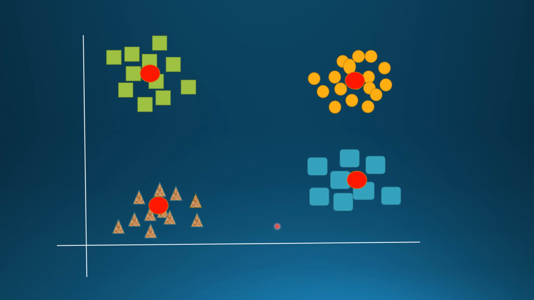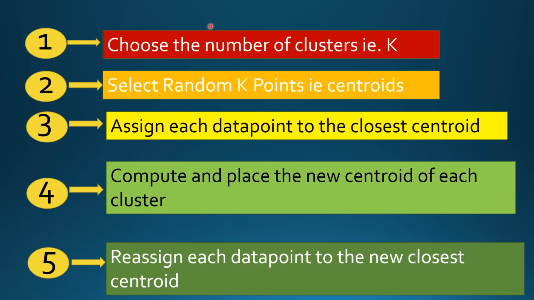Now let's look at the steps involved. The first step is to choose the number of clusters, that is k. The second step is to select random k points, that is centroids. The third step is to assign each data point to the closest centroid. The fourth step is to compute and place the new centroid of each cluster. The fifth step is to reassign each data point to the newest centroid. Now, if the centroid has not reached the center yet, it will go to step 4 again.